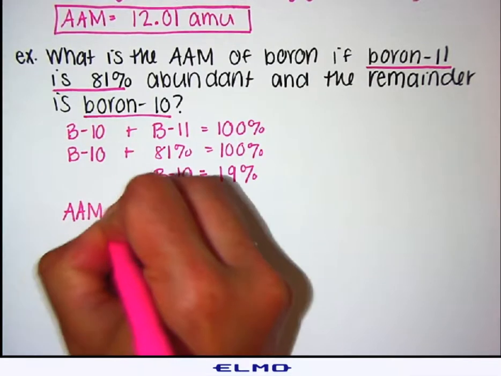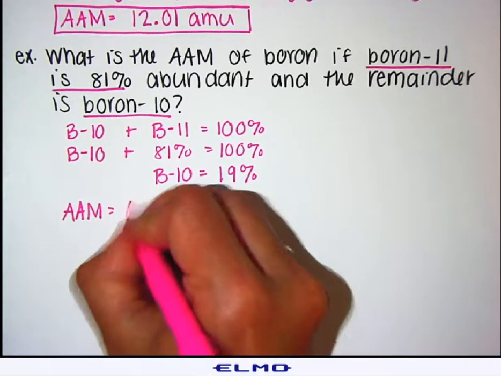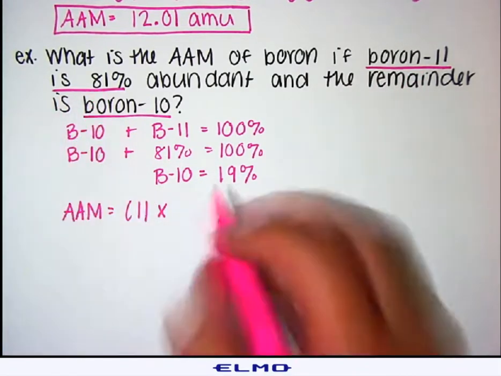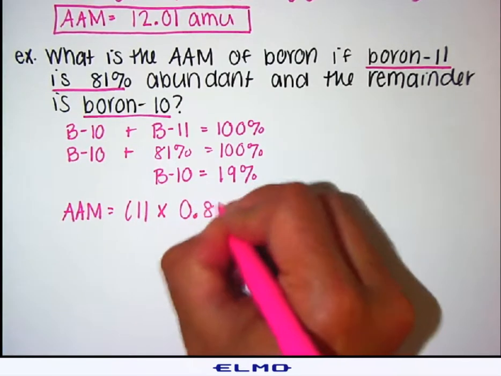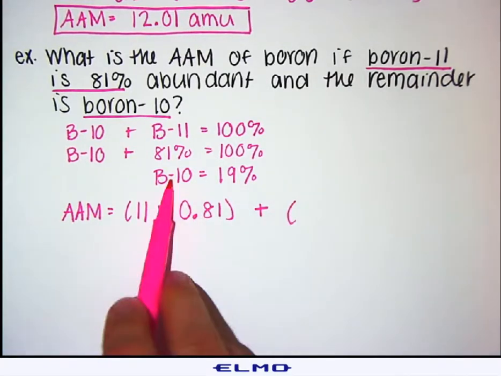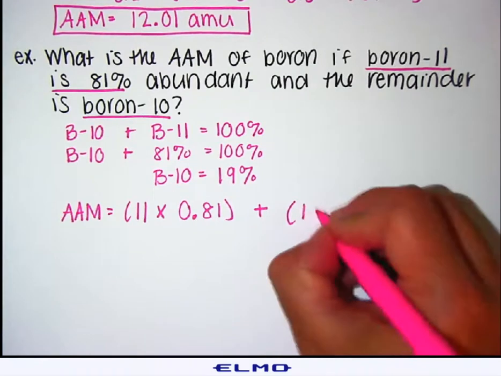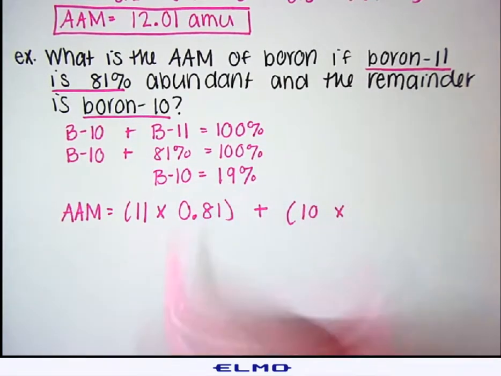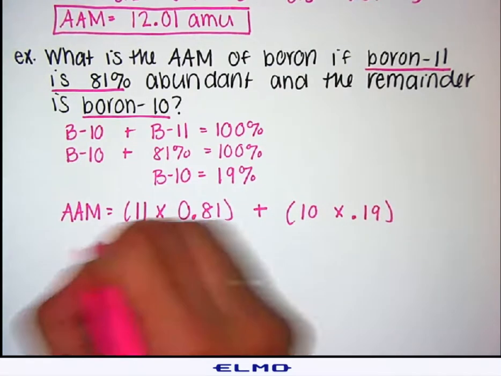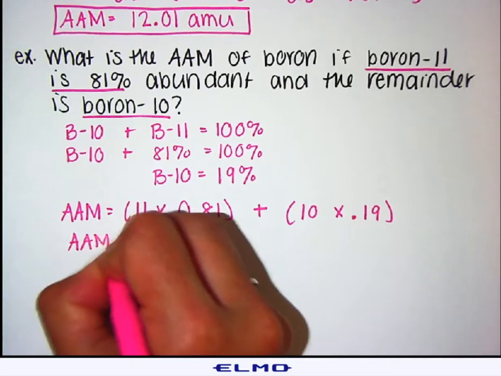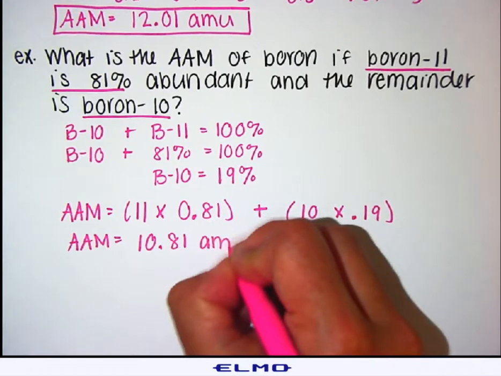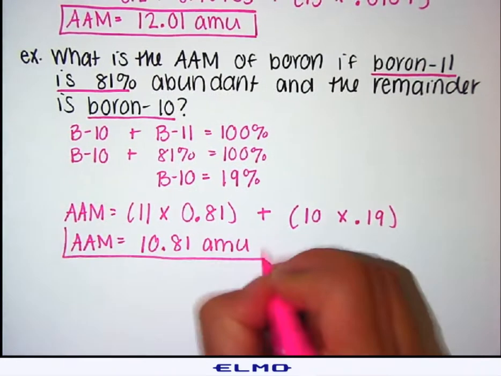Once we know that piece of information, it's just plug and chug into our equation. Boron 11 has a percent abundance of 81%. We're going to divide by 100 to get that in decimal form. We are going to add that to isotope 2. Isotope 2 has a mass of 10. It is 19% abundant. We can plug this in our calculator and we would get 10.81 atomic mass units.